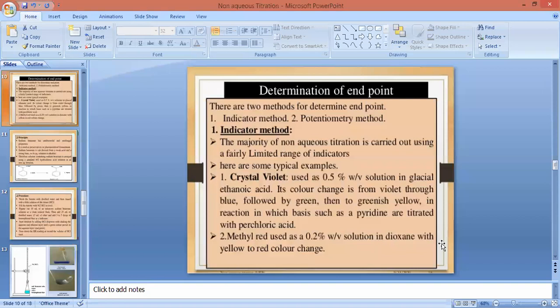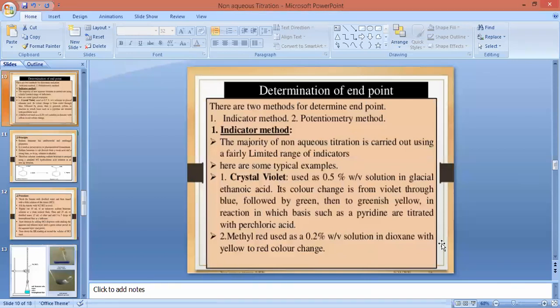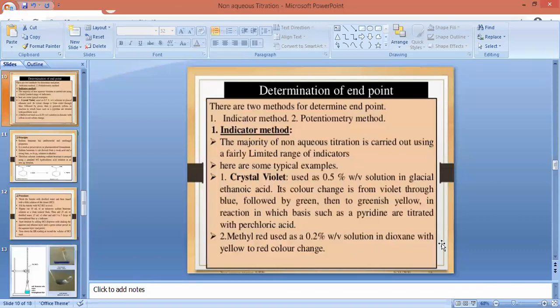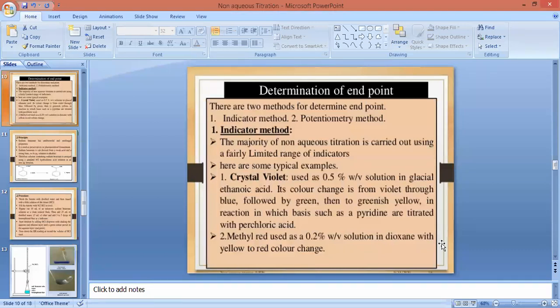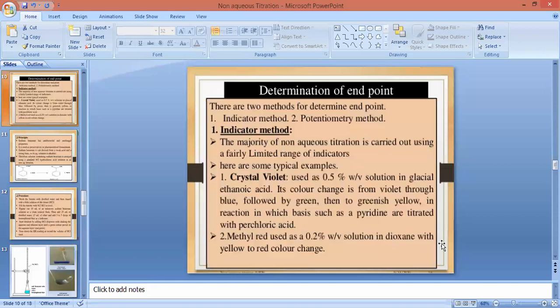In case of non-aqueous titration, determination of endpoint can be done by 2 methods: with the help of an indicator, and with the help of an instrumental method, that is the potentiometric method. In the potentiometric method, we firstly prepare the solution of the analyte whose concentration is to be determined. Next, we dip 2 electrodes, of which one will act as an indicator electrode and another as a reference electrode.